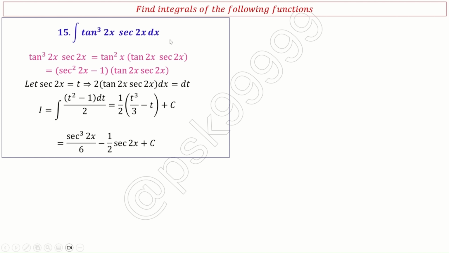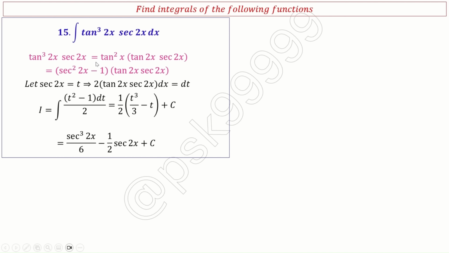Tan cube 2x into secant 2x dx. Tan cube theta secant 2 theta is nothing but tan square 2x into tan 2x into secant 2x. Sorry, this is tan square 2x actually.